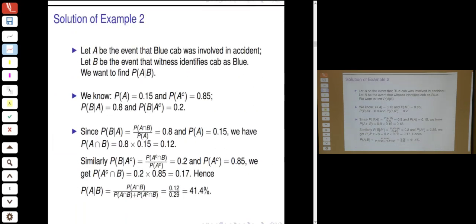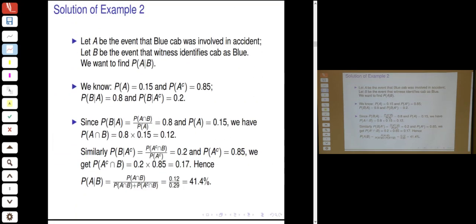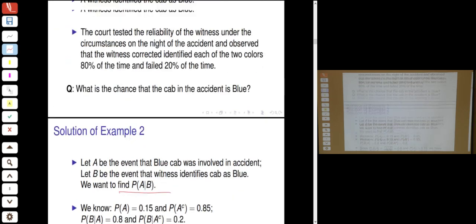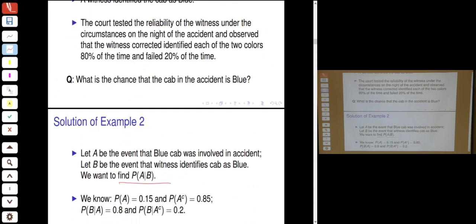So, again as usual, let A be the event that a blue cab was actually involved in the accident, and B be the event that the witness identifies the cab as blue. So, we want to find the probability of A given B. So, the probability of the cab being actually blue given that the witness has identified it as being blue. Okay. So, let us take an example. So, let us calculate the various probabilities.